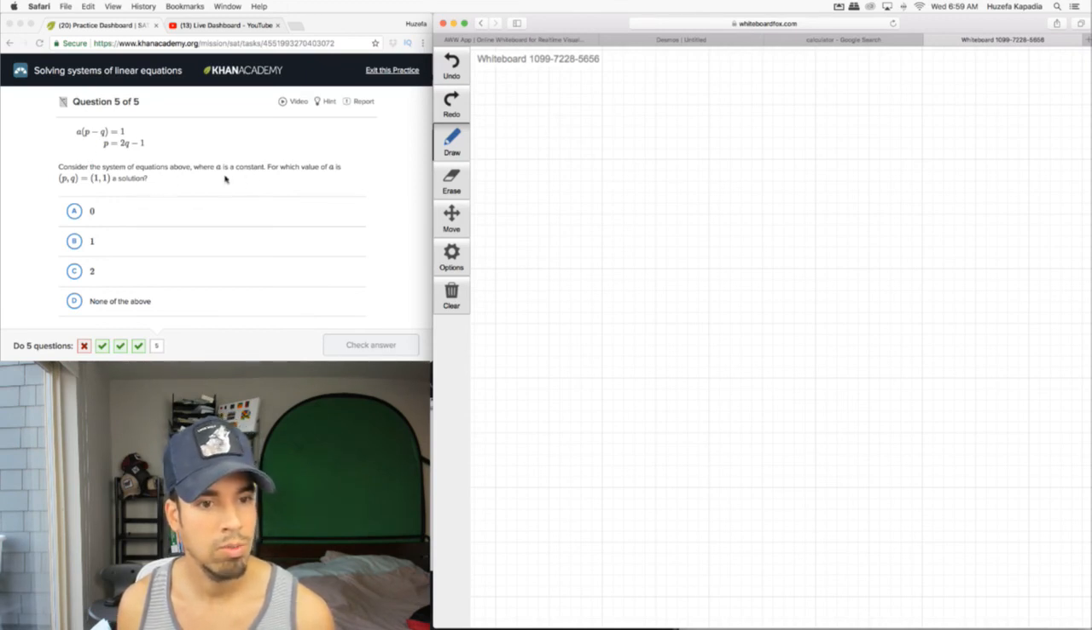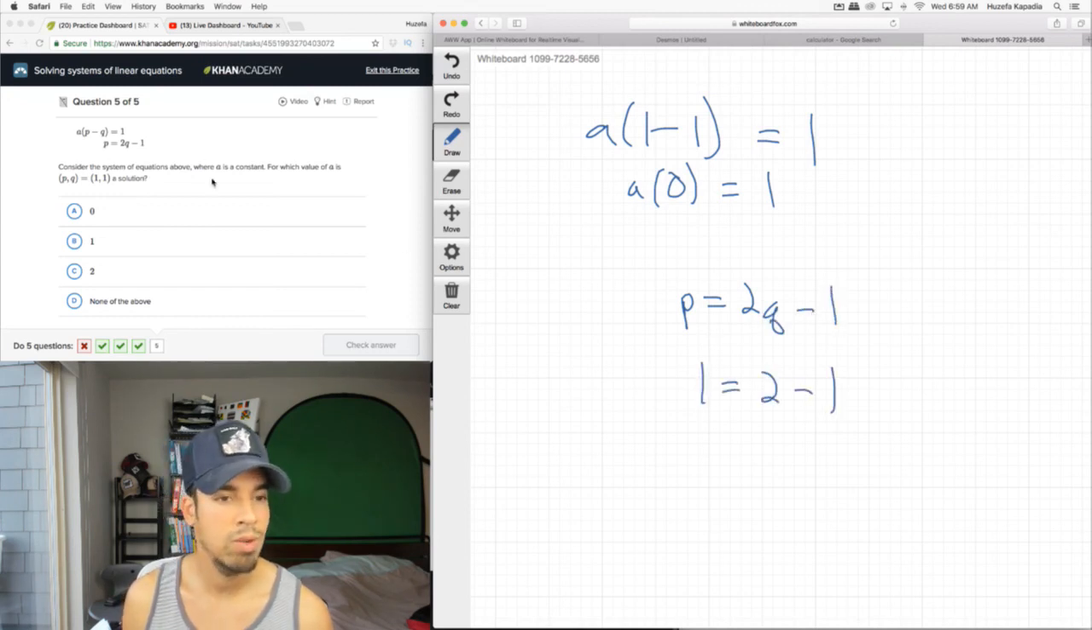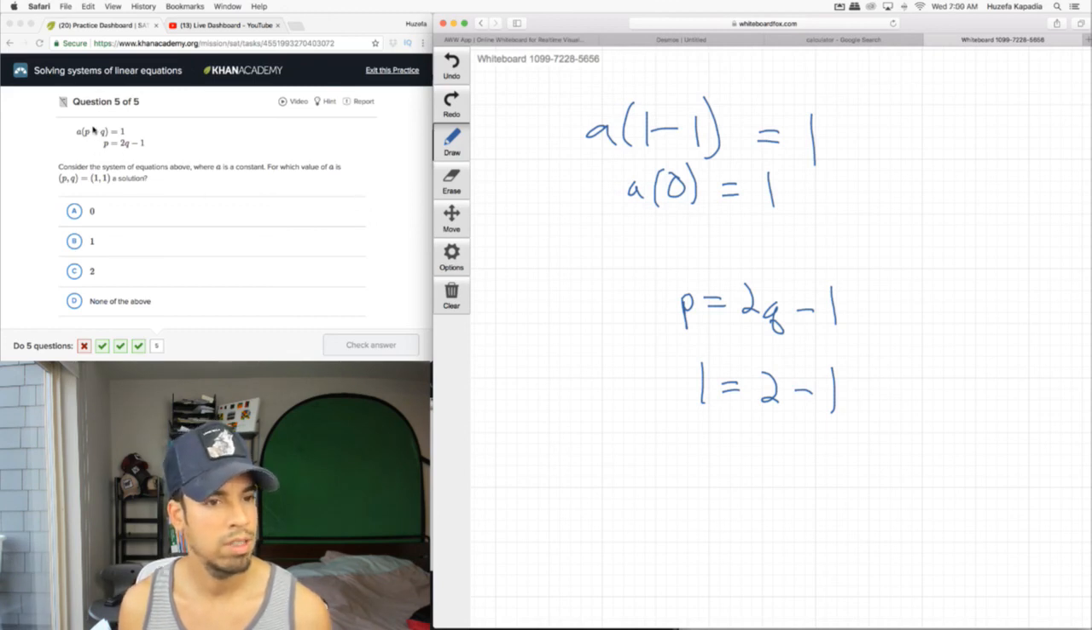So again, consider a system where a is constant. For which values of a is (p, q) = (1, 1) a solution? All right, well, let's plug in 1, 1 for p and q. a times 1 minus 1 equals 1. This is 0. 0 times a equals 1. This does not seem to make sense. And then for the bottom one, p equals 2q minus 1. So this would be 1 equals 2 minus 1. So in the bottom one, it works. 1, 1 is definitely a solution.